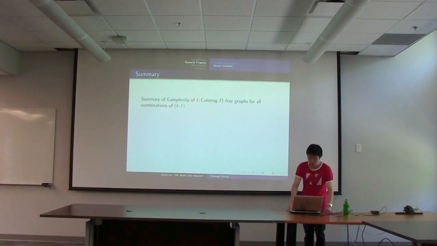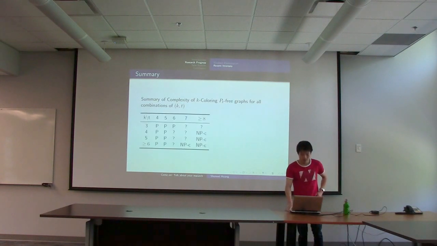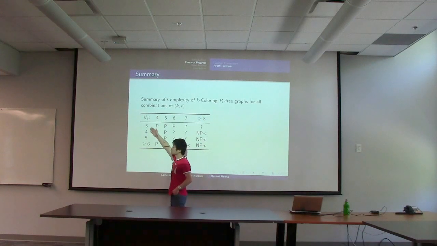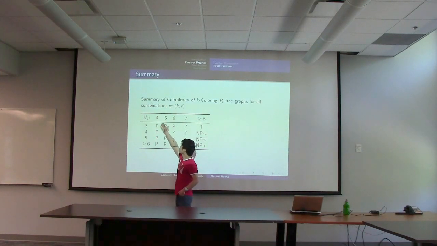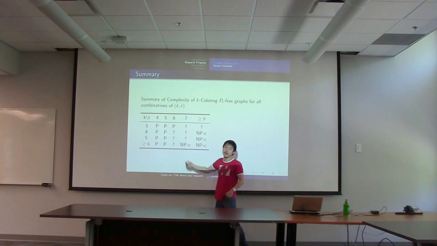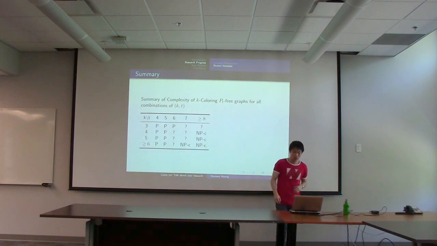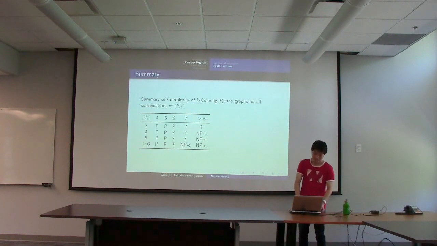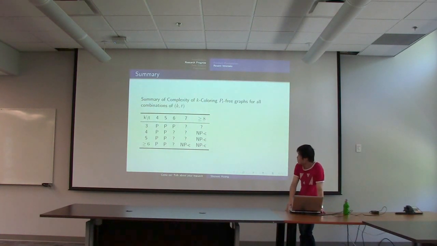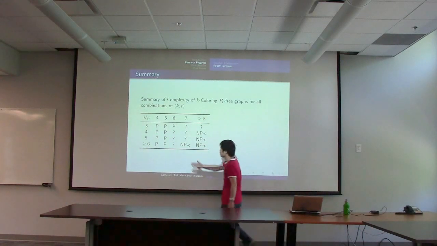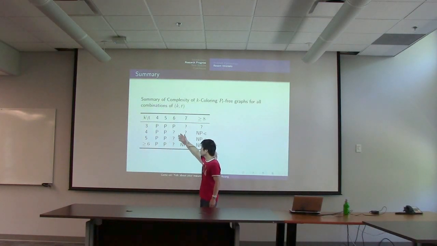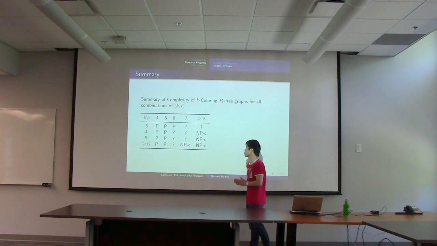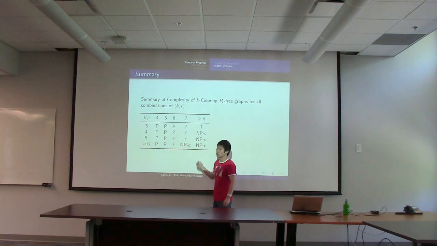So to sum up, I have the following table. The columns are the value K, so we consider 3-coloring, 4-coloring, and the rows are T, where we consider forbidden paths on 4 vertices, 5 vertices, and so on. P here means polynomial, and NPC means NP-complete. So for T equals 5, for all K it's polynomial, and for 6, the best we know is 3-coloring is polynomial, and for 4, 5, 6 we don't know, and so on.